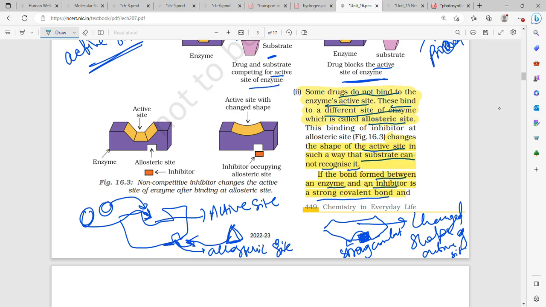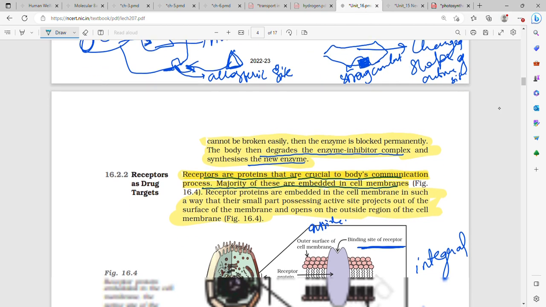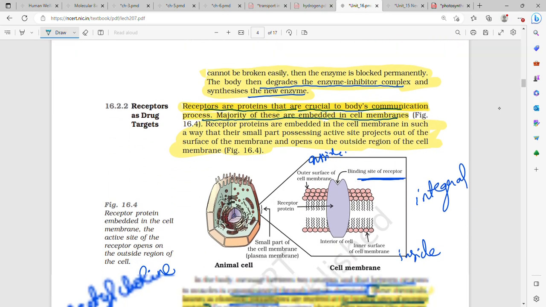So if the bond formed between an enzyme and an inhibitor is a strong covalent bond, that is, if this inhibitor which has occupied the allosteric site has a very strong covalent bond that cannot be broken easily, then the enzyme is blocked permanently. In this case, the body degrades the enzyme-inhibitor complex and then synthesizes a new enzyme.